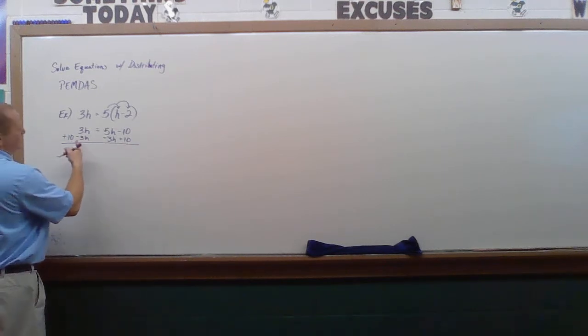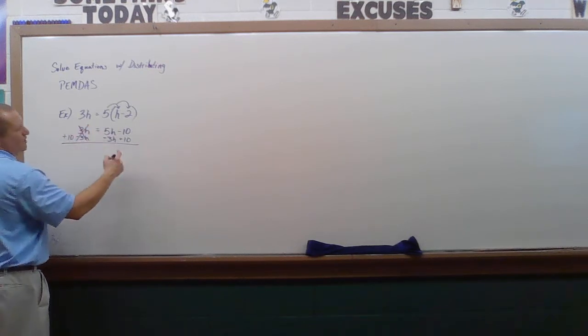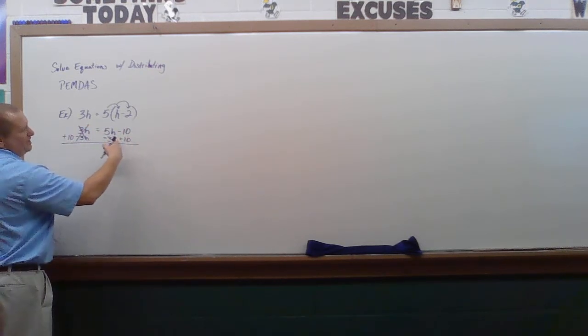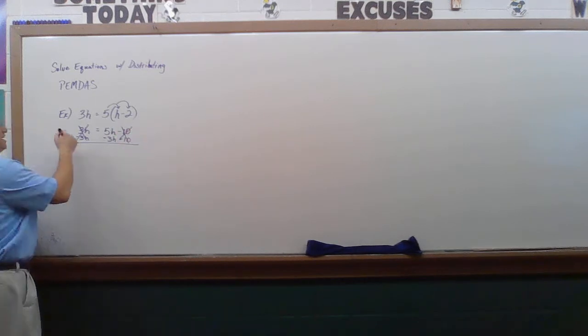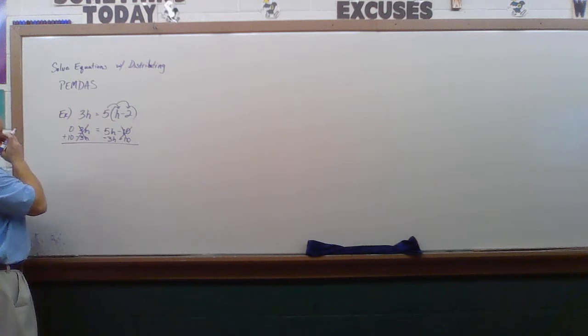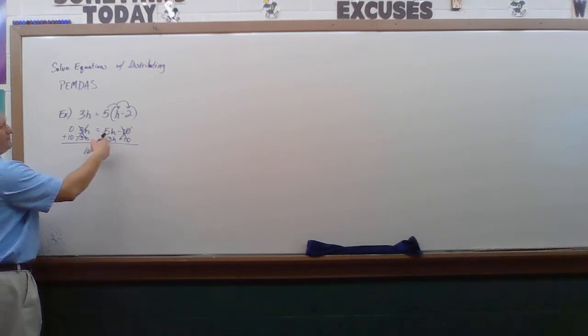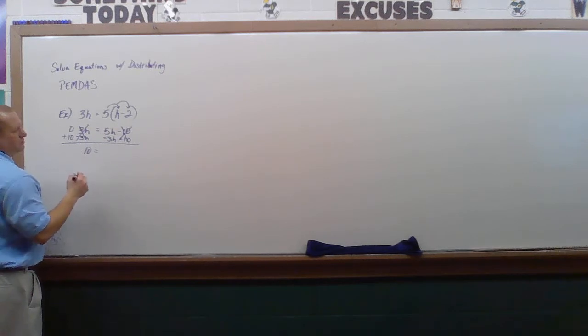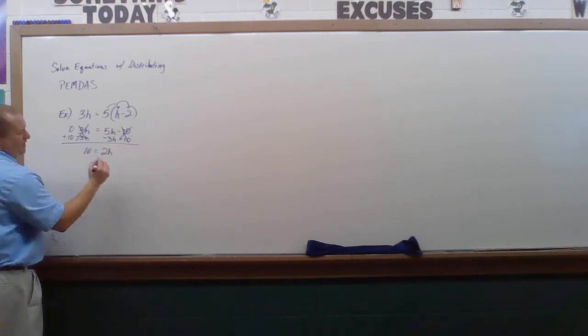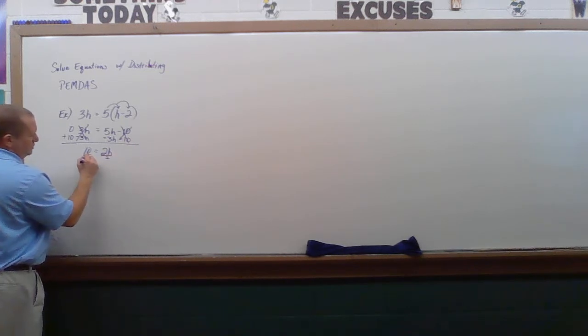My h's over here, they have the same coefficient, but they have different signs, so they cancel out. Same thing with my 10s, same number, but they have different signs, so they cancel out. There's nothing above this 10, so it's really a 0. 0, and we get 0 plus 10. And then what's 5h minus 3h? 2h. And how do I get h alone? Divide by 2. So what's h? H equals 5.